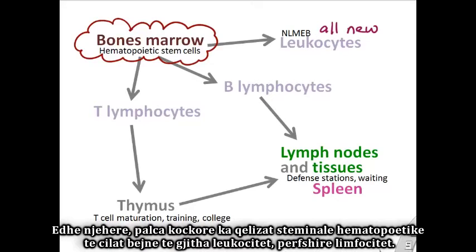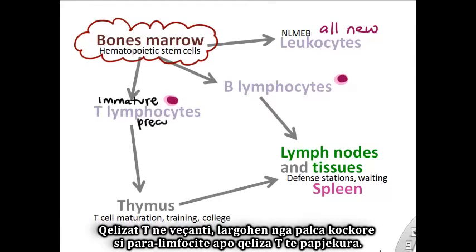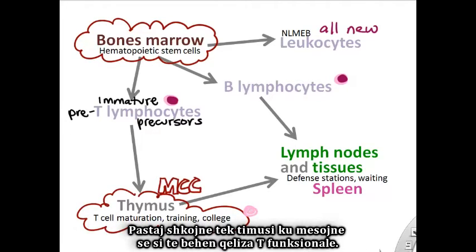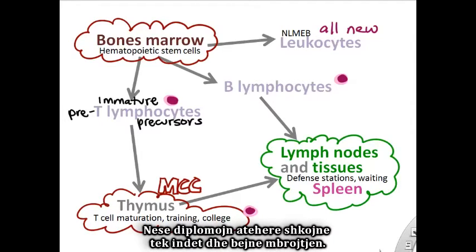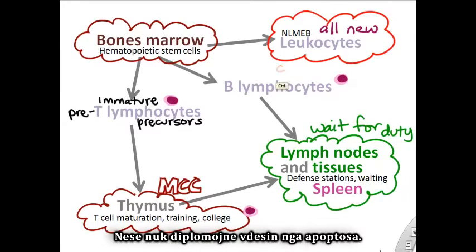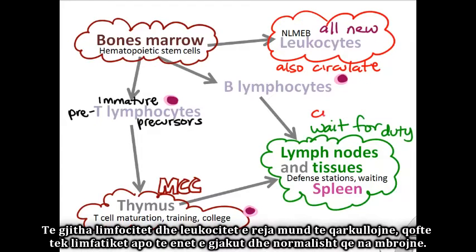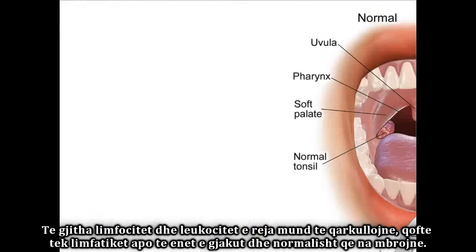So again, the bone marrow has the hematopoietic stem cells, which make all your new leukocytes, including lymphocytes. T cells in particular, they actually leave the bone marrow as pre-lymphocytes, or immature T cells. Then they go to the thymus, where they learn to be a functioning T cell. If they graduate, then they go out in your tissues and defend you. If they don't graduate, they die by apoptosis. All the rest of our new lymphocytes and leukocytes can circulate around either in the lymphatics or your blood vessels and, of course, defend you.